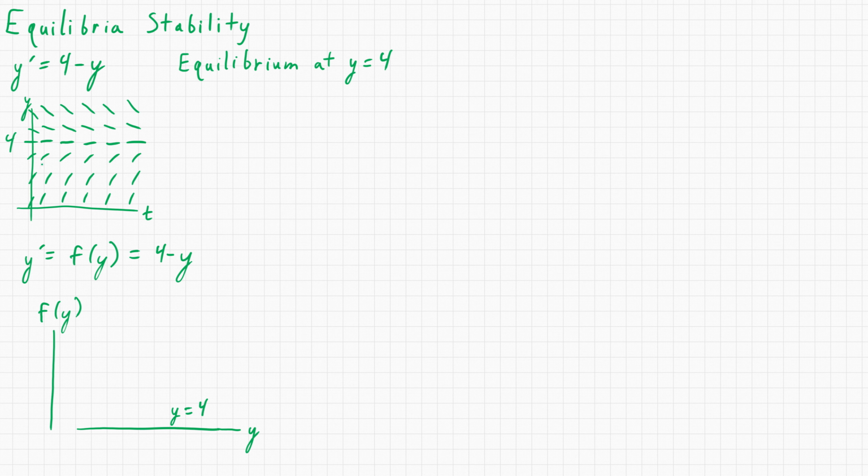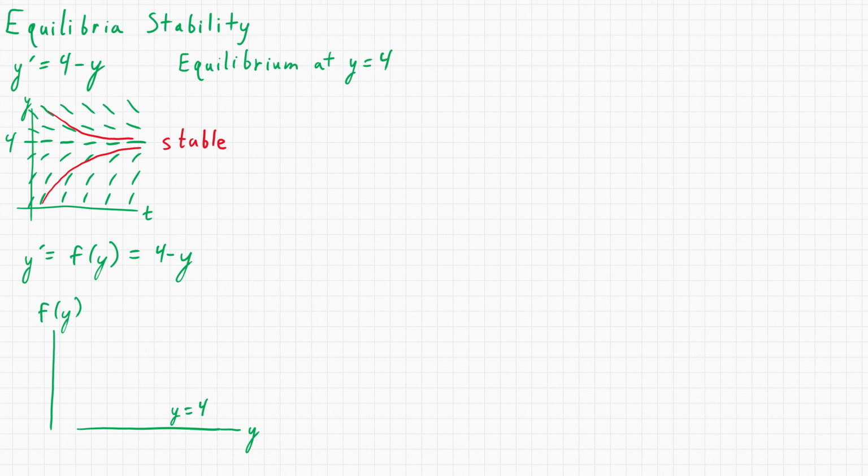If we're below y equals 4, so like at y equals 3, then we have 4 minus 3. That's positive 1, so we get a positive slope lines. And then if we go to y equals 2, then we're going to have slope 2, so we're going to have steeper slope lines. If we go to y equals 1, we'll have even steeper slope lines. So this is the way they're going. The trajectories are going to go towards this thing. So that would mean, right, they'd look something like this. And so then that would mean that this is going to be stable. All right, so that's the direction field way to do it.